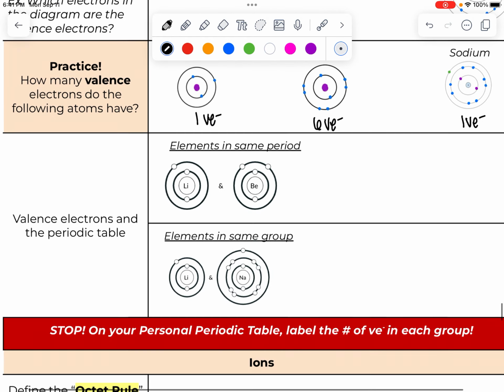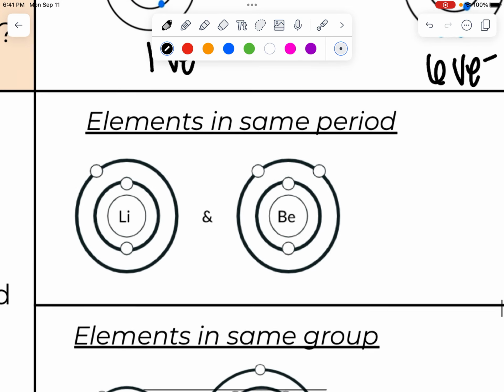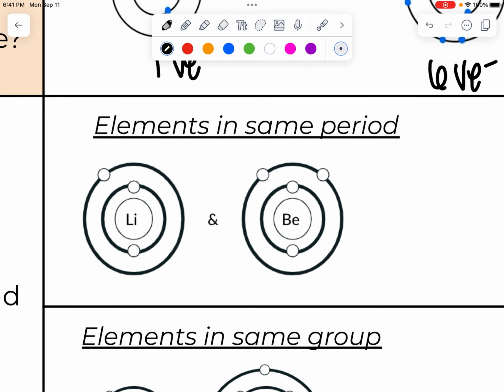Okay, so what's the big deal with valence electrons and the periodic table? Remember, this whole unit has been about how we are organizing the periodic table. So take a look at these Bohr models for lithium and beryllium here. These atoms are in the same period, which means they are left to right of each other. Which period are these atoms in? The second, right beneath hydrogen in that second period here. So notice a pattern in these valence electrons. What do you notice about them? Lithium has 1, beryllium has 2.